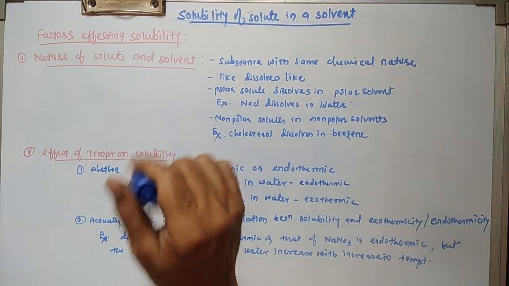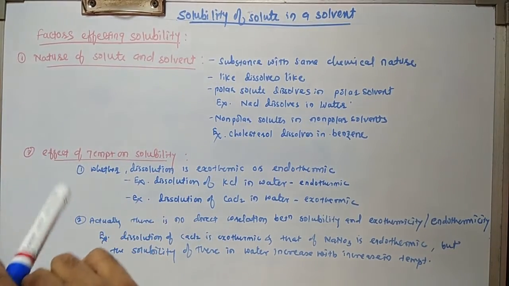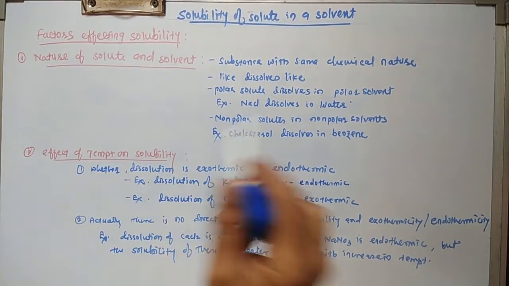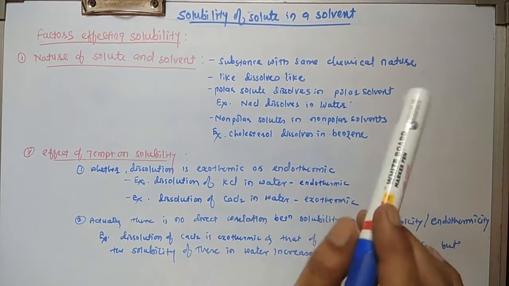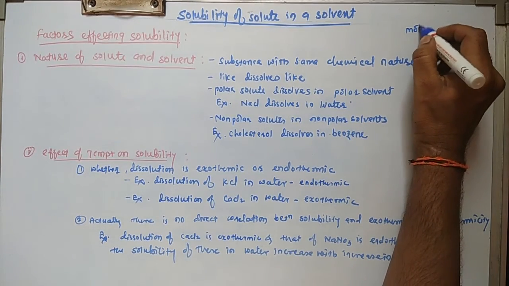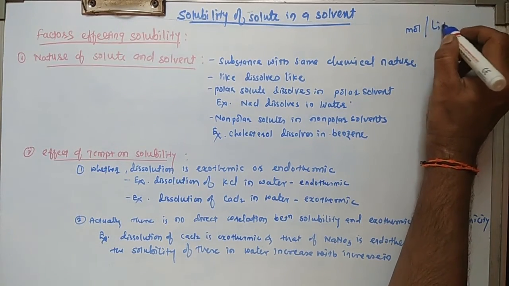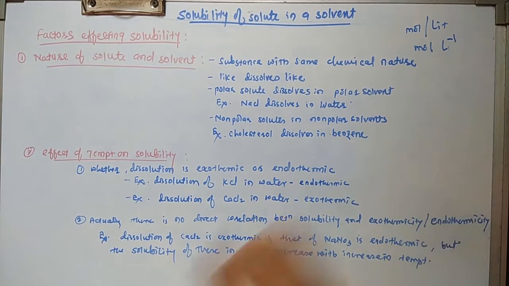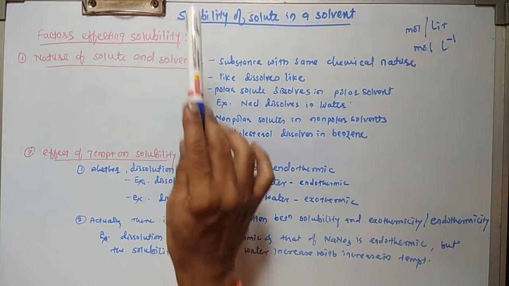As you know, what is solubility? It is the amount of the solute per unit volume of the saturated solution. It is expressed in moles per liter. That is, the unit of the solubility is moles per liter. Now let us see the factors affecting the solubility.